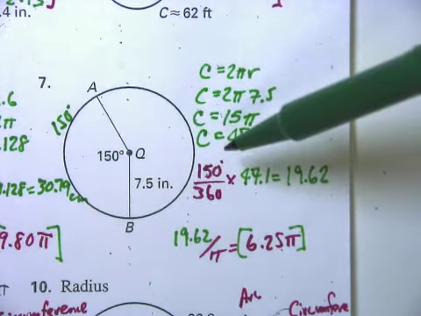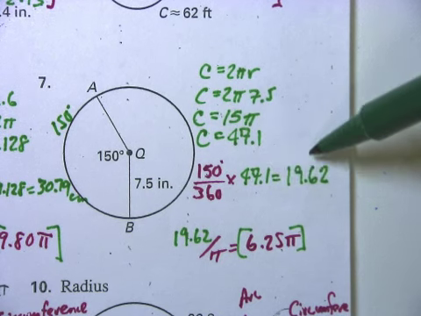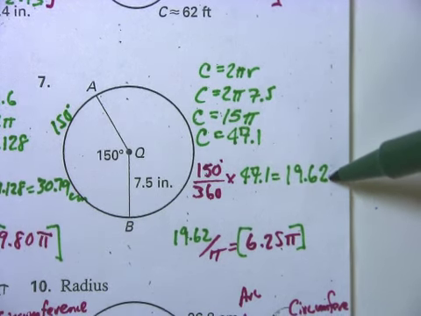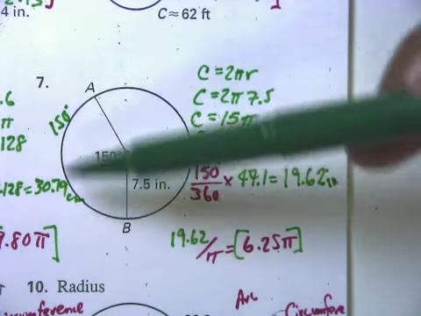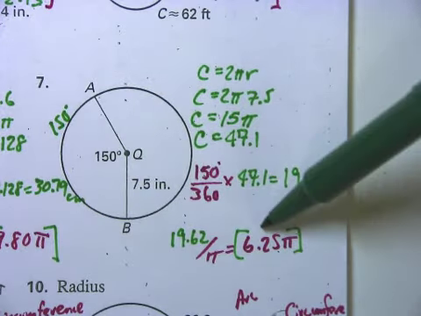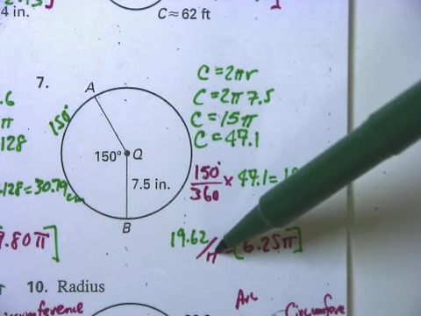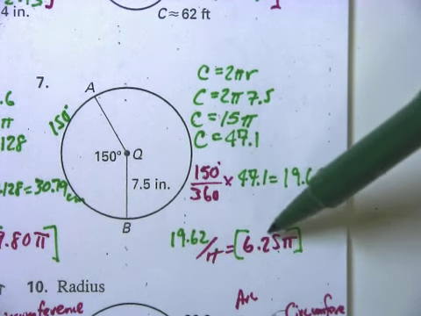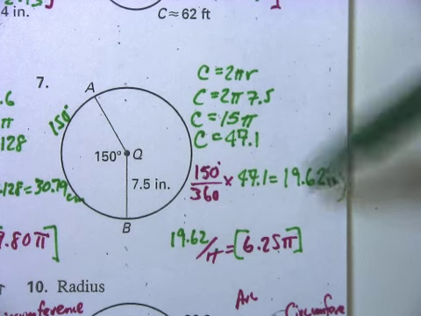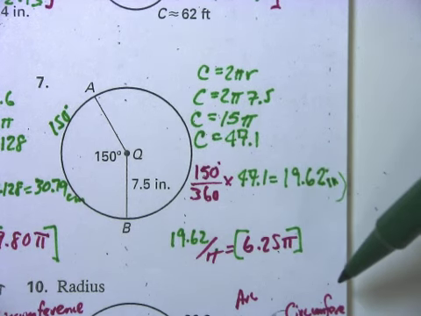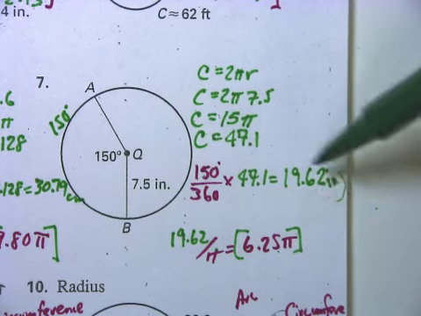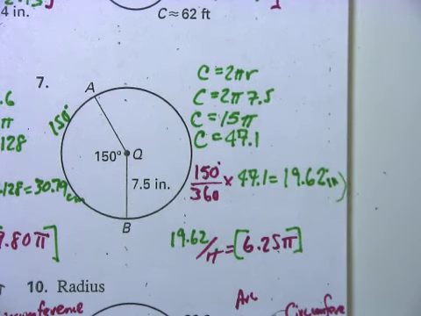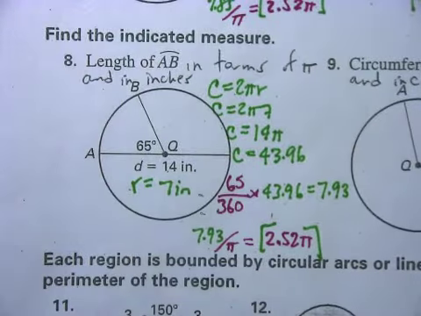I know that this arc is 150 degrees out of 360. So there's my ratio for the arc. I multiply that by the circumference, and I get 19.62 inches. So the arc length of AB here is 19.62 inches. If I want to put it in terms of pi, I divide it by 3.14, and I get 6.25 pi. So here's my arc length in terms of inches, here it is in terms of pi. And by the way, if I take 6.25 and multiply it times pi, I'm going to get my 19.62 inches.